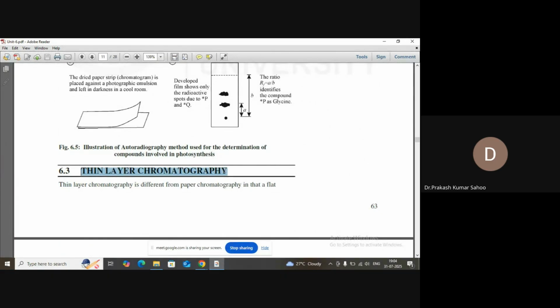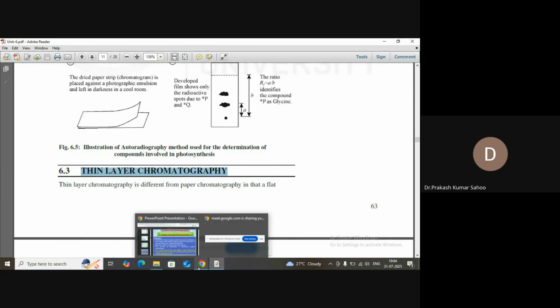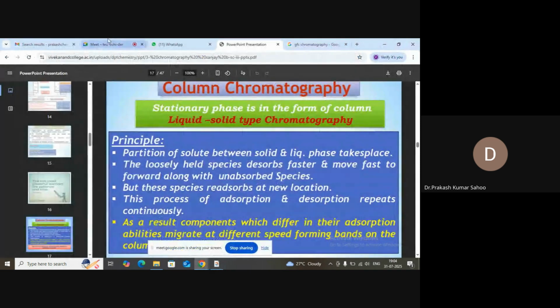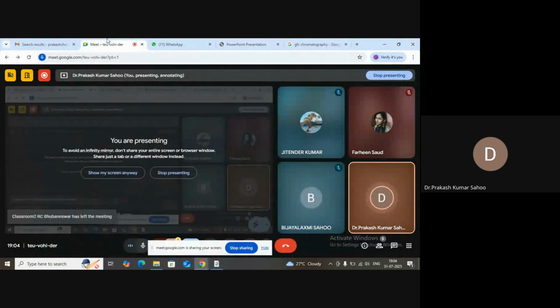Then we have thin layer chromatography. Before this, students, any doubt or anything you wish to ask, you may ask. Jitendra or Farin, Vijayalakshmi.